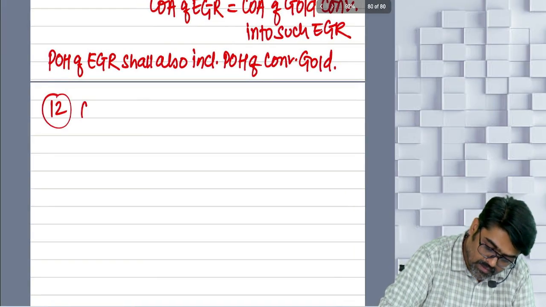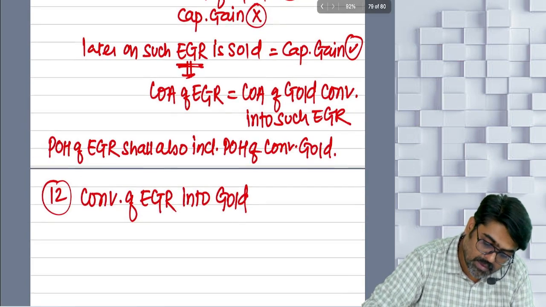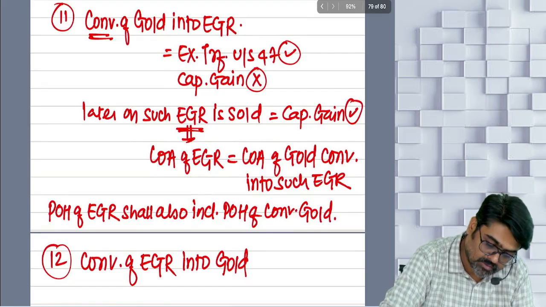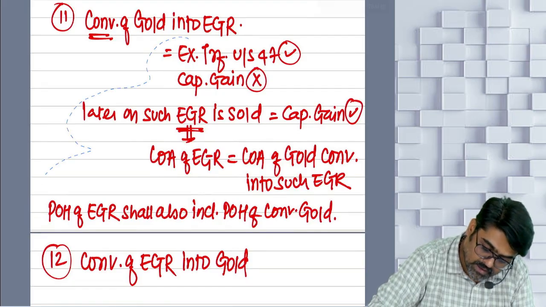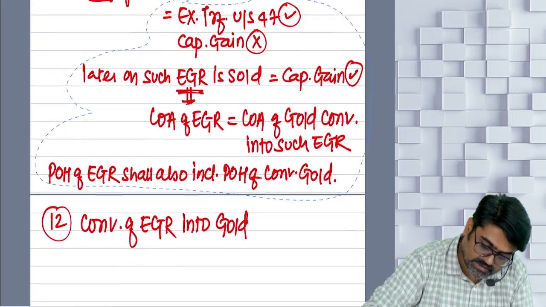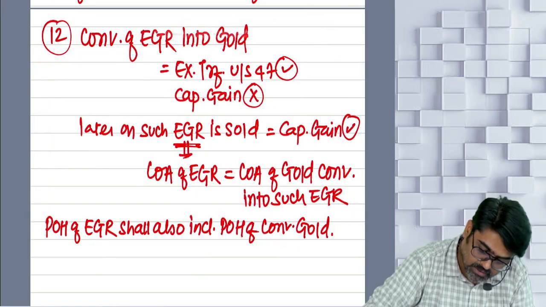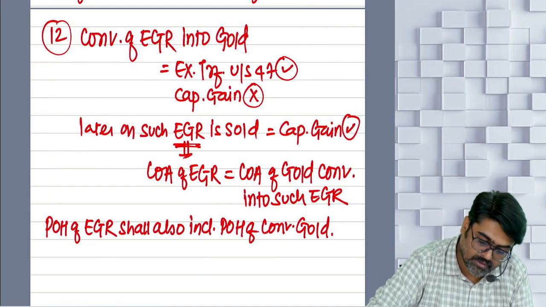Tell me. Conversion of EGR into gold. Will it be my taxable transfer or an exempt transfer? Capital gain will arise or will not arise? Copy paste, but I will change a few things. So this is an exempt transfer. Under section 47, capital gain will not arise.